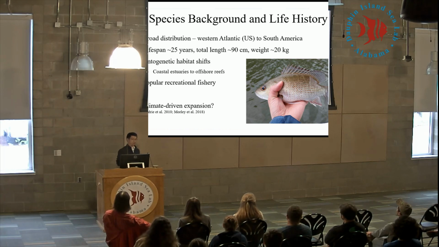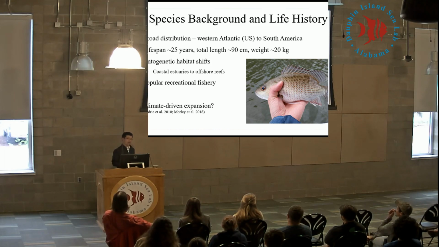Life history on these guys. They're more commonly known as mangrove snapper among recreational anglers, and they have a fairly broad distribution. They're located here in the Gulf of Mexico, all the way down to the northern reaches of South America. They're a fairly long-lived fish at around 25 years, maximum total length of around 90 centimeters, which is about 35 inches, and a maximum recorded weight of 20 kilograms, which is about 40 pounds. But here in the Gulf, you'll tend to see them max out at around 15 to 20 pounds.